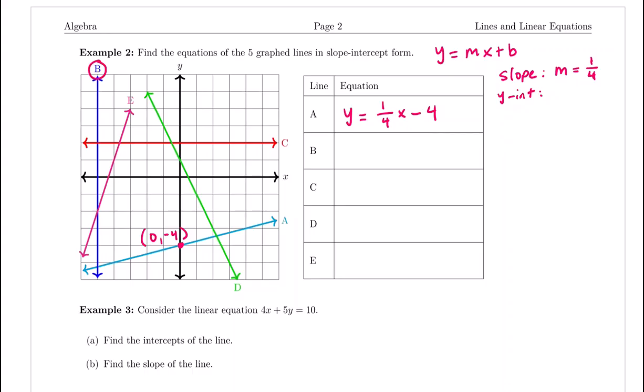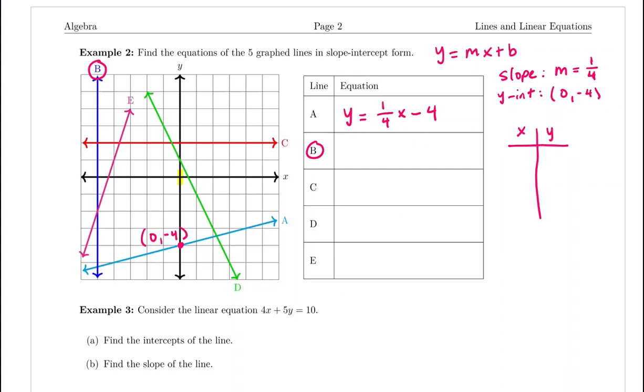So we have line B here. This is a vertical line, and so its slope is undefined, but here's something that often helps me when I am coming up with the equation of a vertical line. I forgot to put in the y-intercept here. This was 0, -4 for line A. Okay, so now we're on line B. I'm going to make an XY table so that I can enter in some ordered pairs that fall on that line. So here's my origin.